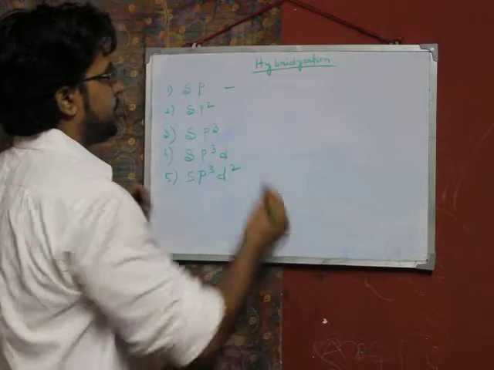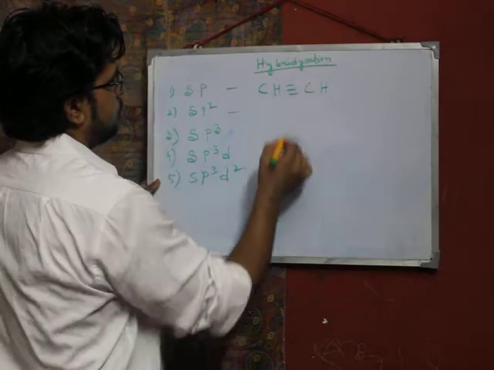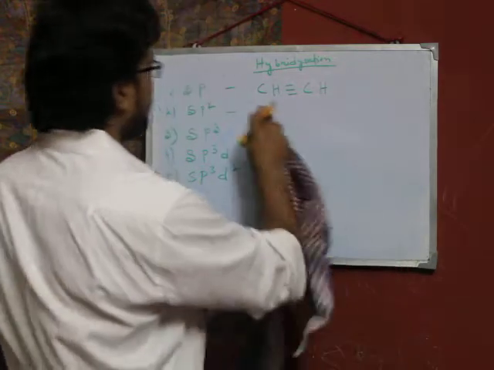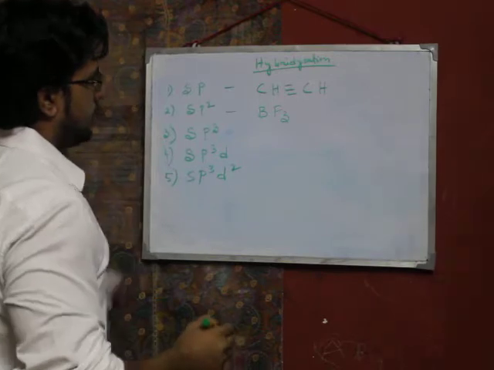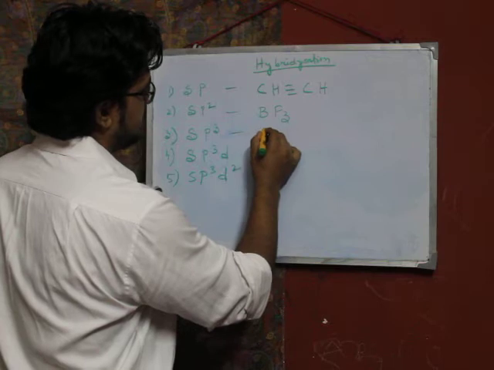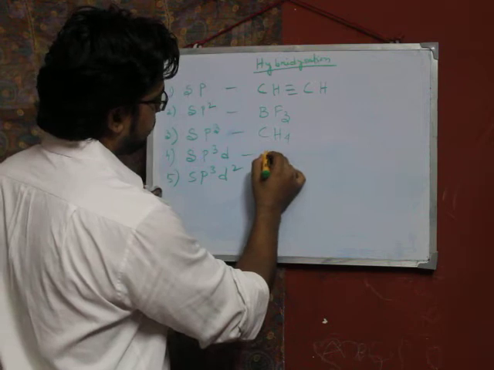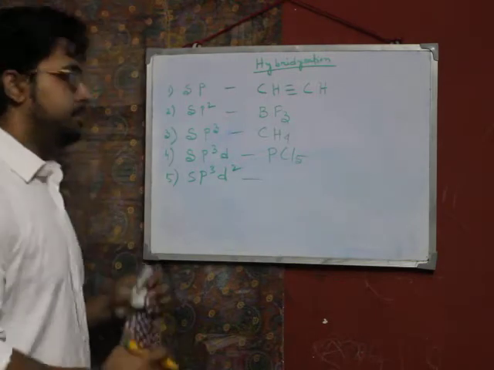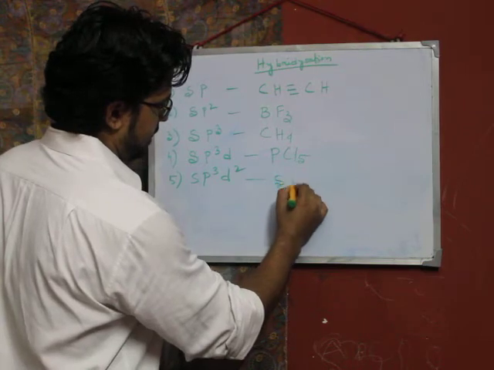What are the examples? The example of sp hybridization is CH triple bond CH. The example of sp2 hybridization is BF3. The example of sp3 hybridization is CH4. The example of sp3d hybridization is PCl5, and for sp3d2 hybridization, it is SF6.